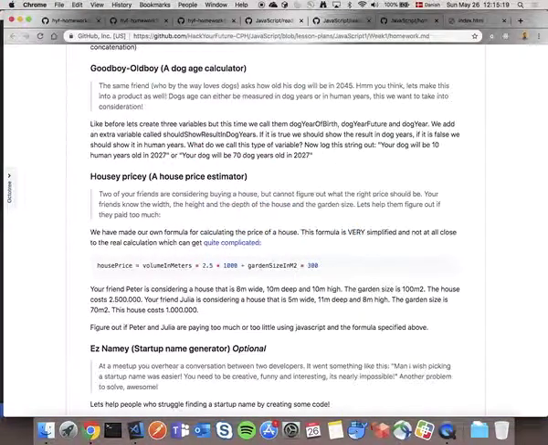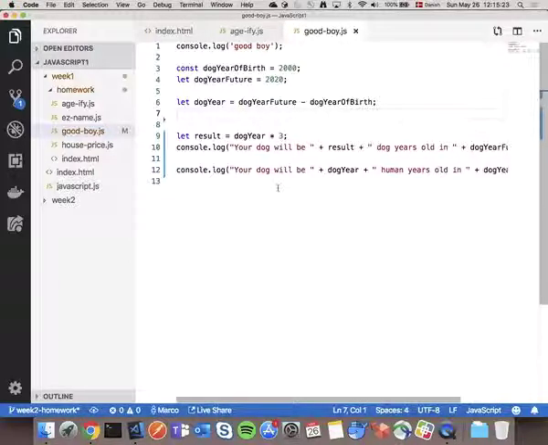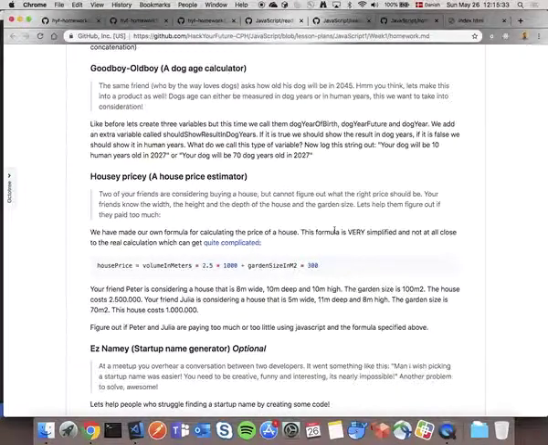Oh no. What I mean is it's not that the output should be only two. We have two possibilities. One is, if it's true, it should be 70 dog years, and if it's false, it should be 10 human years. That was the homework.